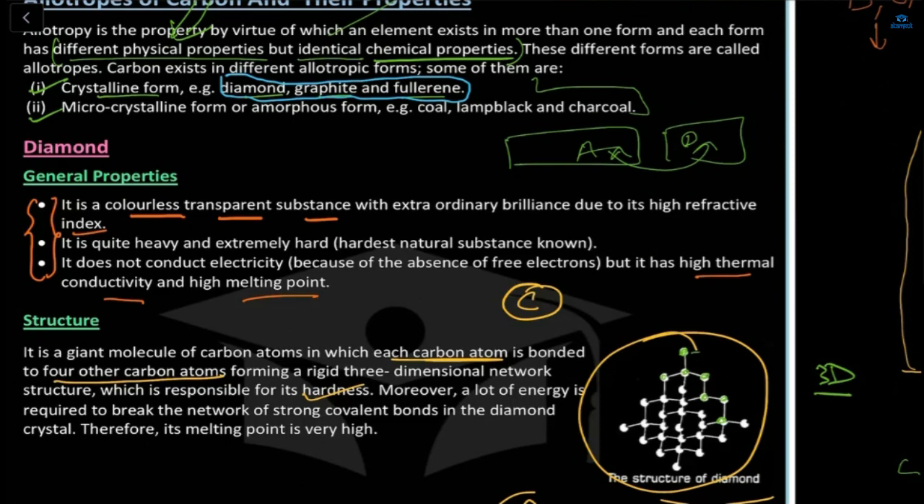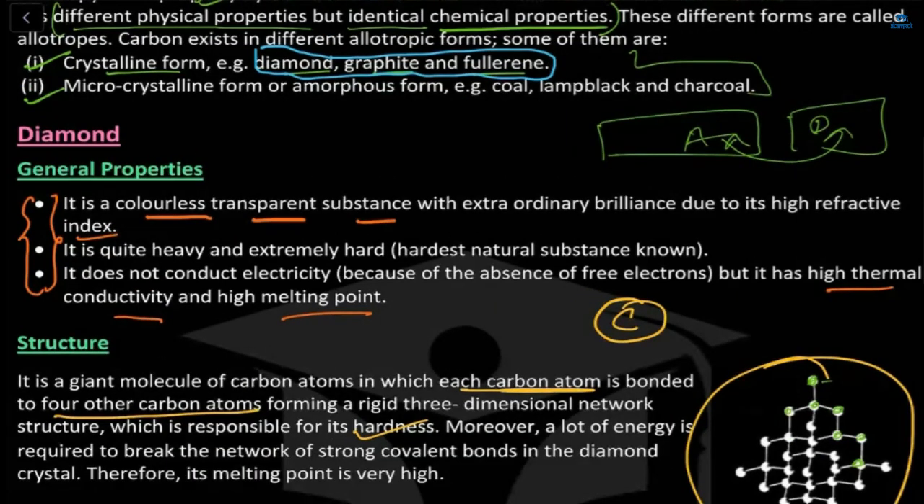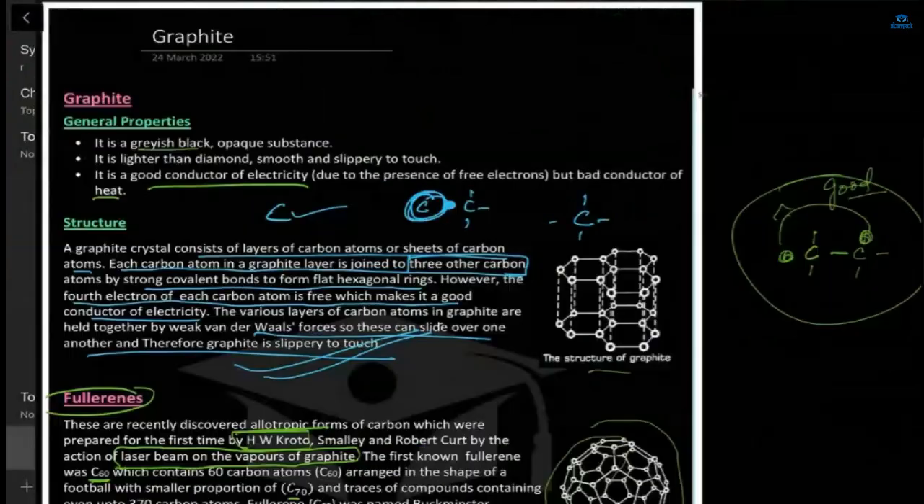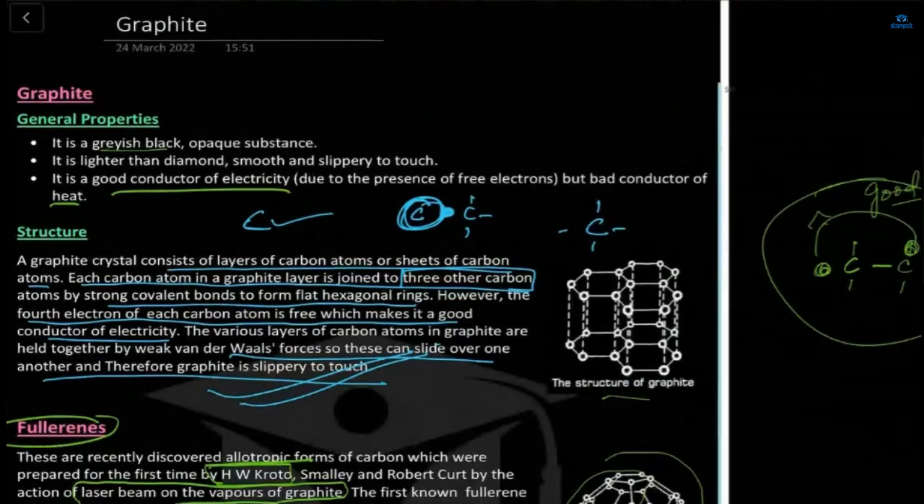Okay. So three things are there that you have to learn: diamond, graphite, and fullerene. All the points are very important. Diamond is colorless, transparent, very heavy, and it does not conduct electricity. This is the structure of diamond. Graphite is a grayish black opaque substance, lighter than diamond, smooth and very slippery. For example, your pencil. And this is the structure.